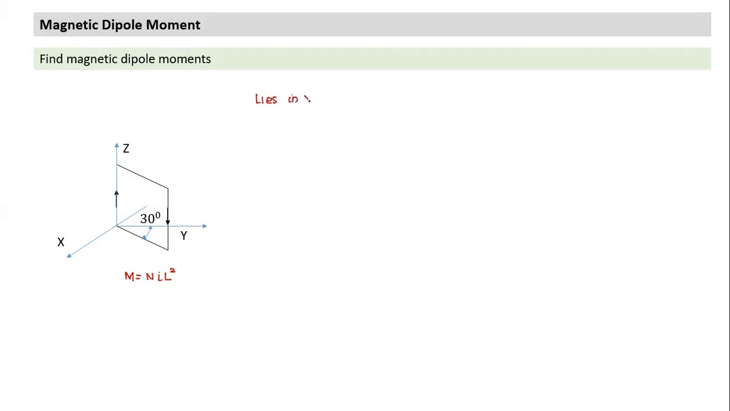How did you come to that conclusion? Sir, I just curled my fingers and saw the direction. Okay, lying in the XY plane. Any vector lying in the XY plane, its direction can be defined in terms of the angle with one of the axes. If you give the angle with either the x-axis or y-axis, that defines the direction. So I need the angle with either of the axes.